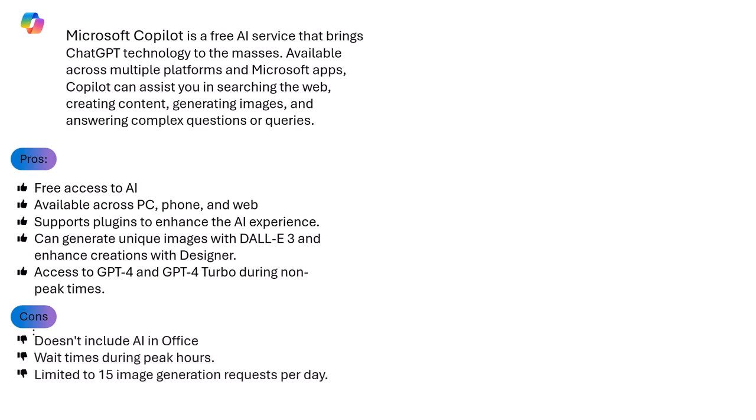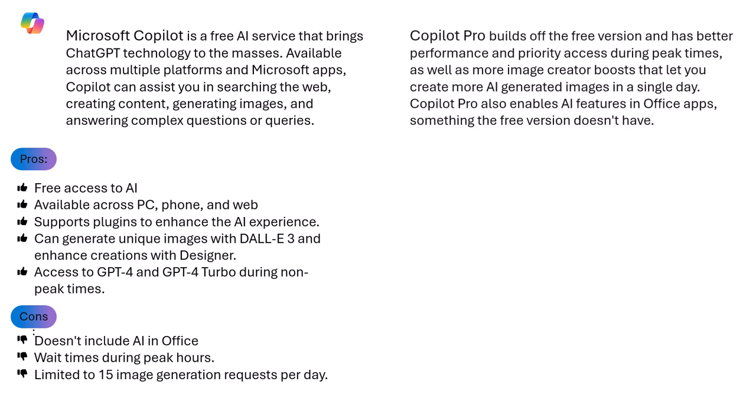So cons to the free one, it doesn't include AI in Office and those Microsoft 365 apps. There can be a wait time, and that makes sense. It's free, prioritizing. And you get a limit of 15 image generation requests per day. That's kind of a lot. I mean, sometimes if you're really focusing on a project, you could easily create 15 and go right through them, but that's good to know.